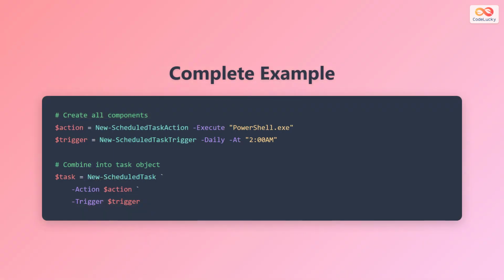Here's a complete example putting everything together. First, we create the action object that will execute PowerShell.exe. Next, we create the trigger object that runs daily at 2 a.m. Finally, we combine both components using New-ScheduledTask with the -action and -trigger parameters. The result is stored in $task. This creates a complete task object, but remember, it's not yet registered in Task Scheduler. You would need to use Register-ScheduledTask to actually activate it.